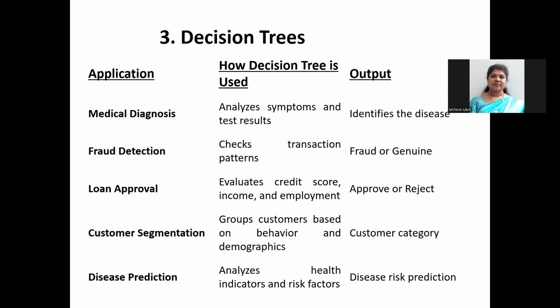Then coming to the explanation of the applications. Medical diagnosis: normally when you want to diagnose, a decision tree will ask questions based on the patient's symptoms and test results. So at each step it will narrow down the possible disease. Normally if you go, your doctors will ask a series of questions, right? So in medical diagnosis, first it will ask, for example, if the patient is having a fever, yes.